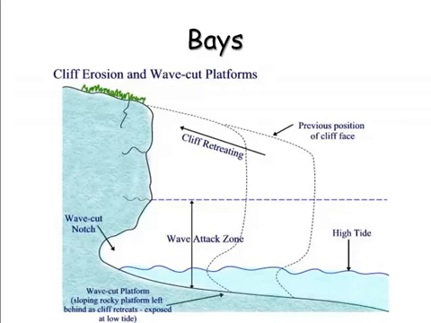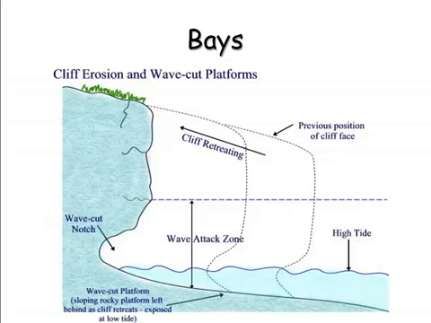The base, below the level that was being weathered and eroded, is left as a wave-cut platform. It's described on the screen there as a sloping rocky platform left behind as the cliff retreats. It's exposed at low tide. The slope of it tends to be less than about 4 or 5 degrees, very gently sloping, and it tends also to be less than about 500 meters end to end.